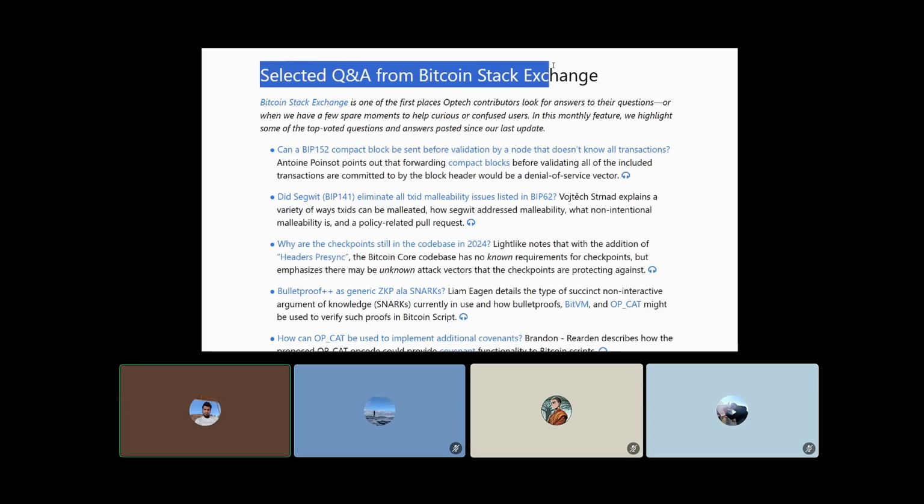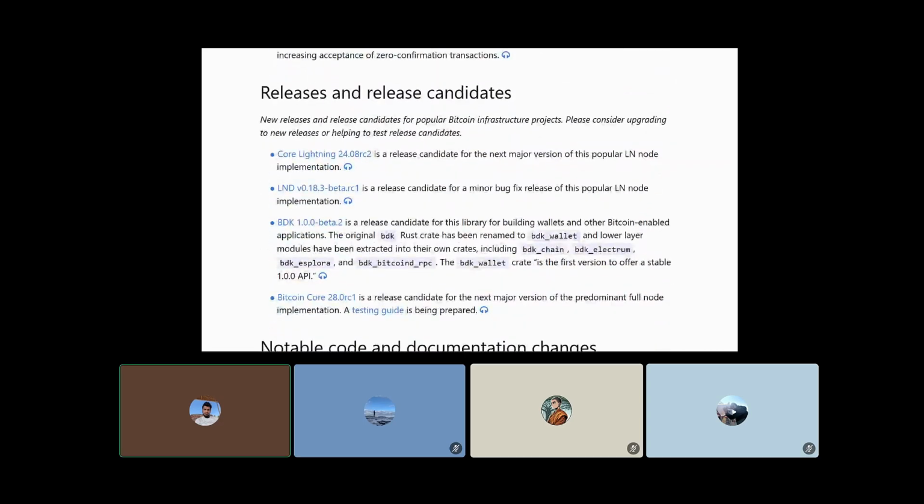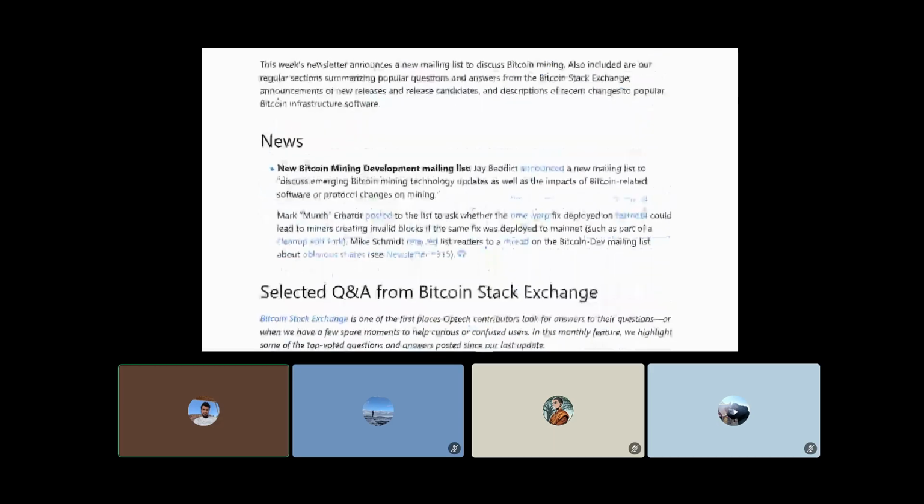Then we have our weekly special Q&A from Bitcoin Stack Exchange. We have 7 questions. Let us see how many we will be able to cover. And then we have the release and release candidates and the code and documentation changes. Let's see how much of it we will be able to cover. So let's go through the preface of the newsletter first.